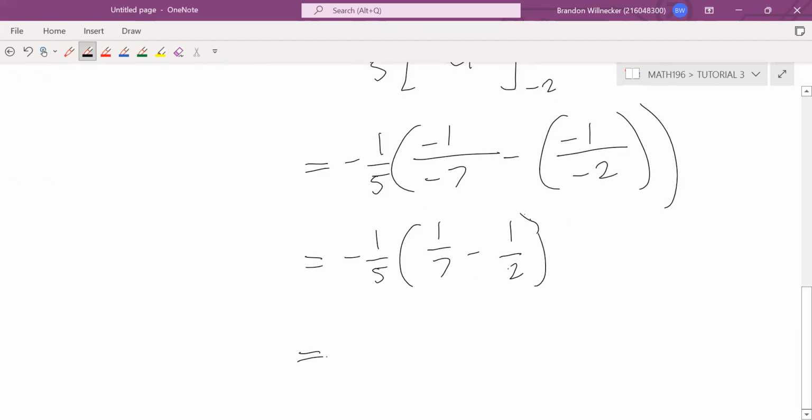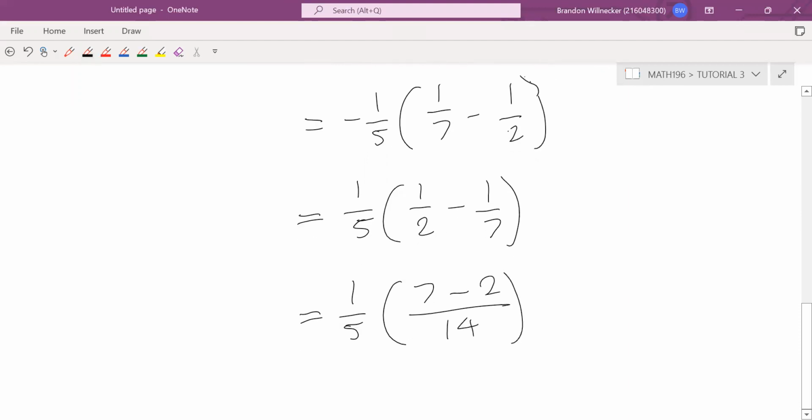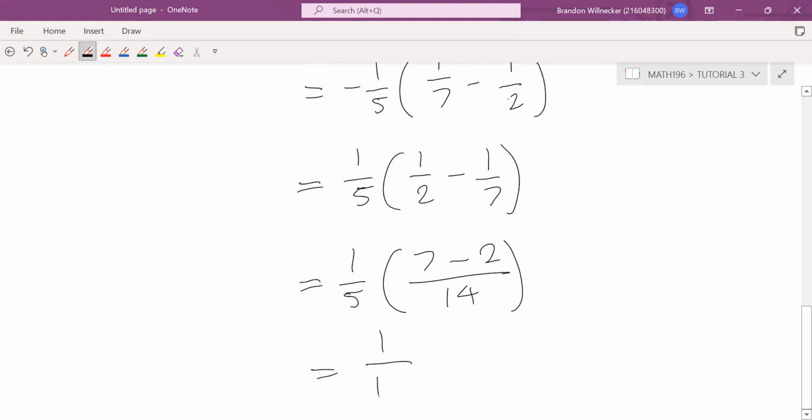Okay, now simplifying this, we can find a common denominator over here. So this is going to be 1/5. Let's swap these around. So we have 1/2 minus 1/7. We can find a common denominator of 14. So we have 1/5 times (7 minus 2) over 14. 7 minus 2 is 5. That's going to cancel with the 5 at the bottom. So we end up with 1 over 14.